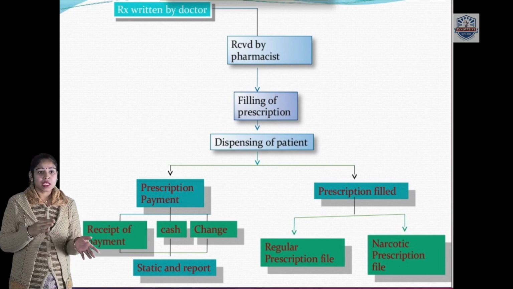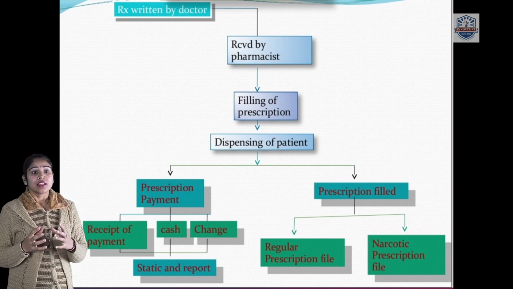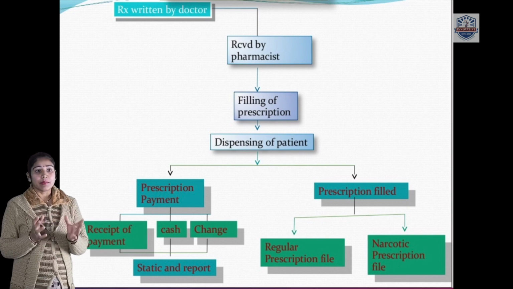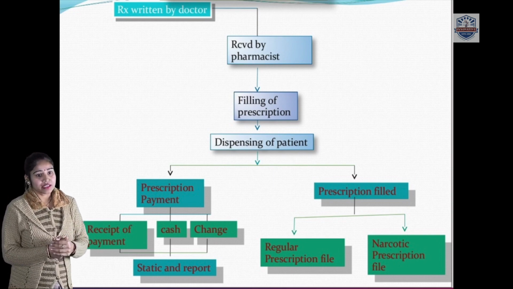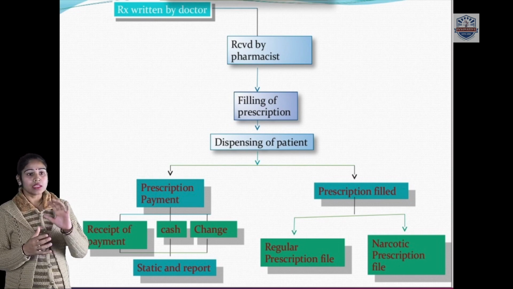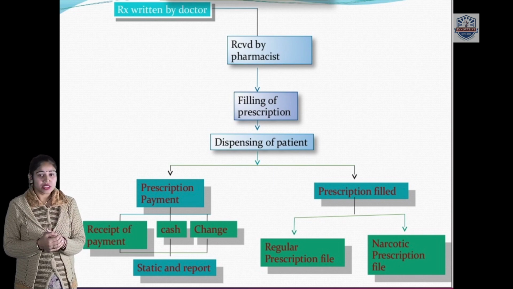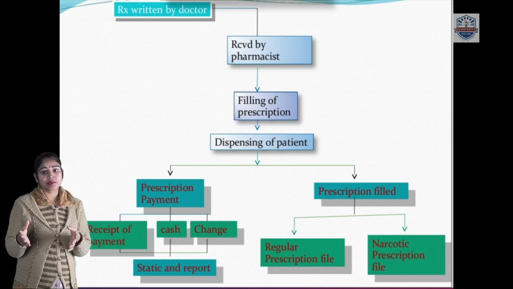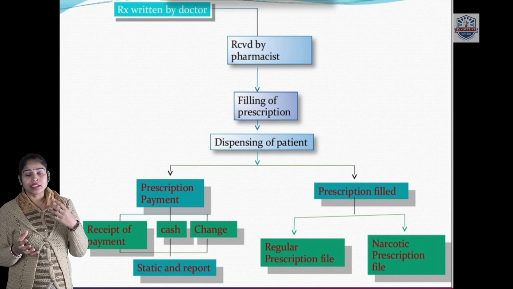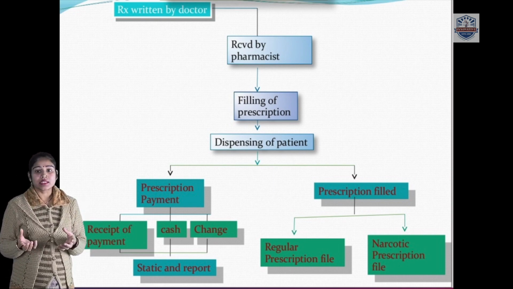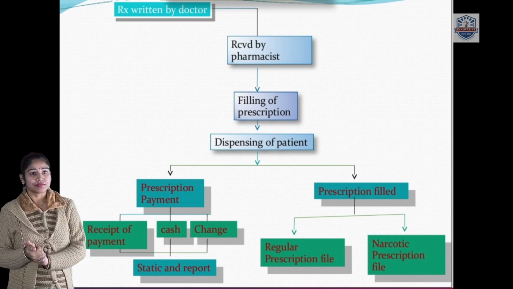Divided in two parts, prescription payment and prescription file. Maintaining of files and prescriptions is very important in the pharmacy department. Prescription payment means receipt of payment, cash and changes. The statistics and reports, all the documentation, are very important. And in the prescription file, regular medications files are different and narcotic prescription files are different. Some drugs are regular, like antihypertensives and antipyretics, and some are narcotic drugs. So narcotic drugs are filed in a different file.